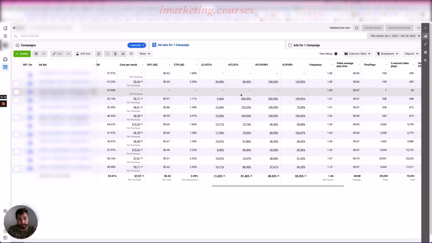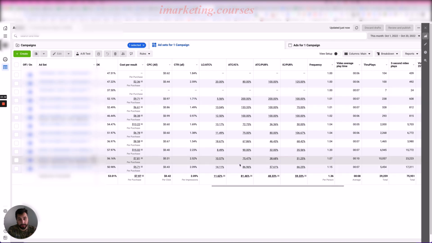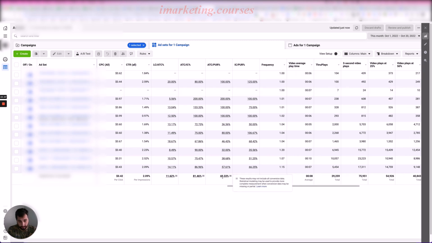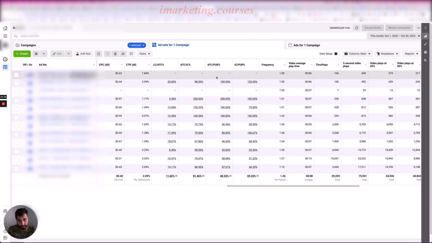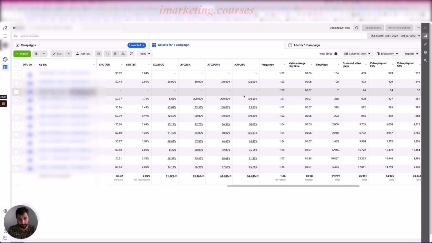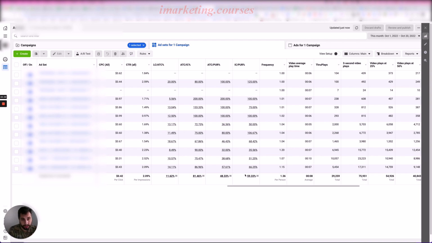Add to carts to initiate checkouts, 81%. So once they get it into cart, they're checking out. 48% of the people, once they add to cart, purchase, right? And then 59, almost 60%, once they're initiating checkout, they're buying. Like they're done. When they get to that initiate checkout page, they're buying. 60% of the people. So this gives you an idea.